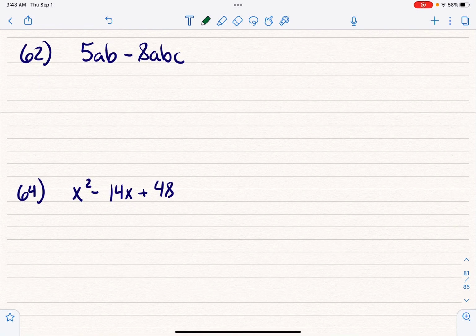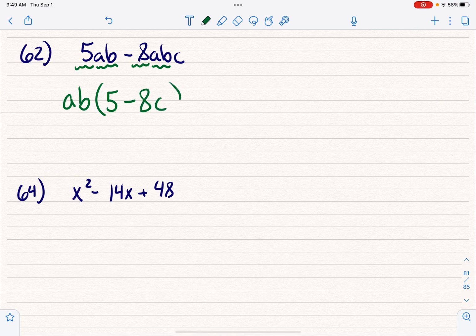With this one, there's no commonality in the constants. And I think they did that on purpose just to kind of mess with you. You got a 5, you got an 8. They have nothing in common. But I do have an AB in both of these. I got a C on the second one, but not on the first one. So what I can do is take that AB out, and that's going to leave me with just 5 out of that first term, minus 8C on the second term. Because basically, the AB is going to come out, the AB is going to come out, and that shows you what's left. So you should have AB times the quantity of 5 minus 8C.